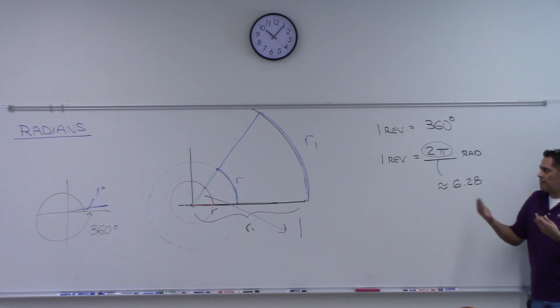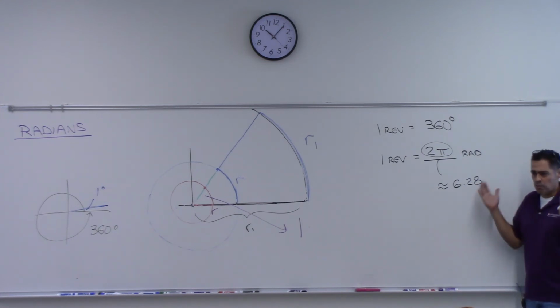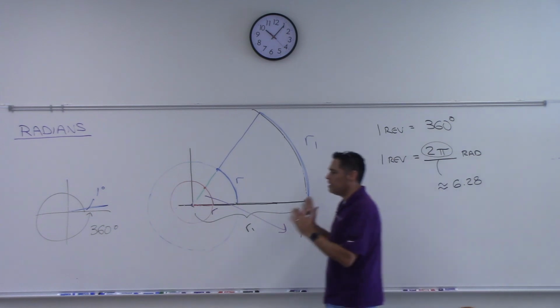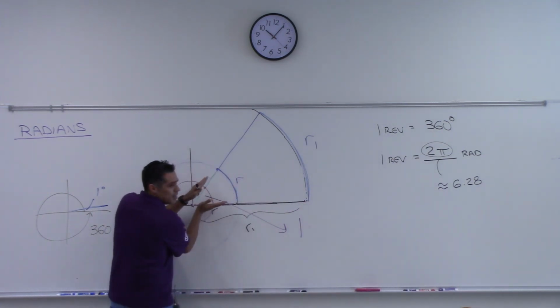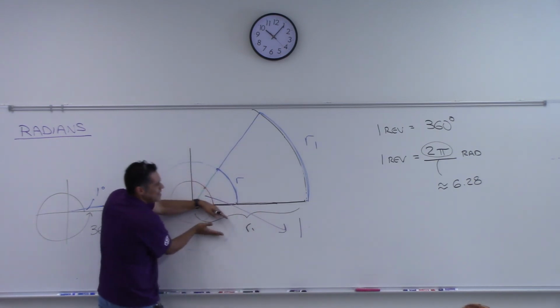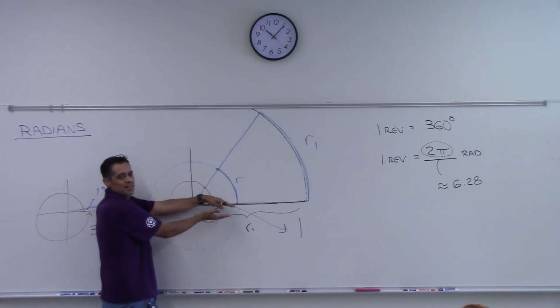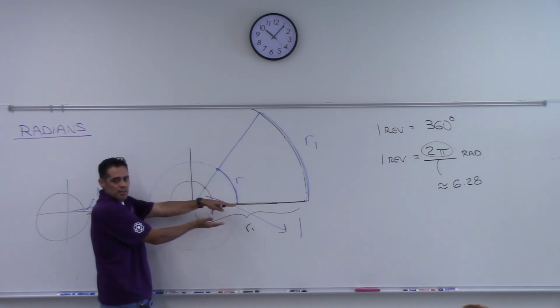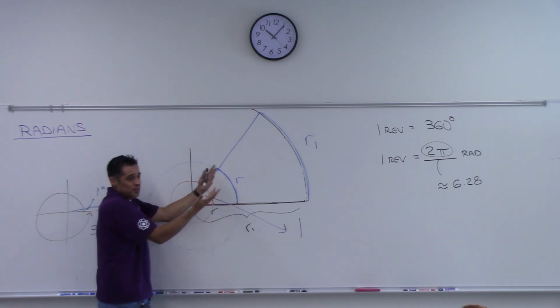I didn't make it up. This is just the natural way that the universe works, okay? This is how many of these you would need to go around once. You would have one of them, 2 of them, 3, 4, 5, 6, and not quite 7. It would be 6 and some change. All right, that's the way it is.